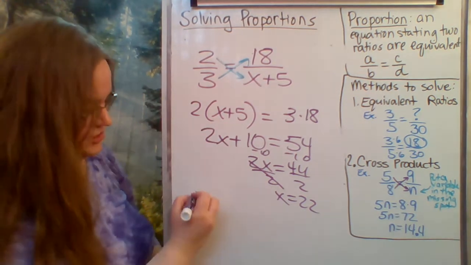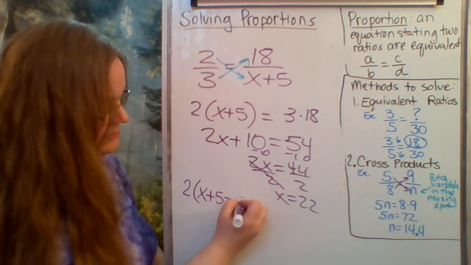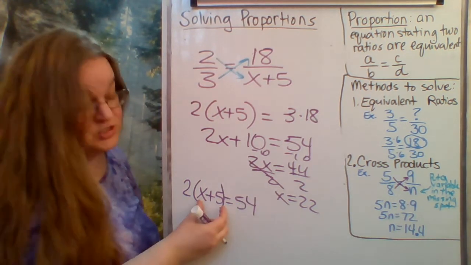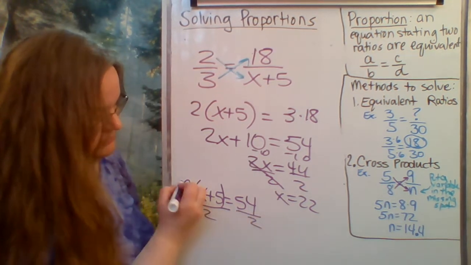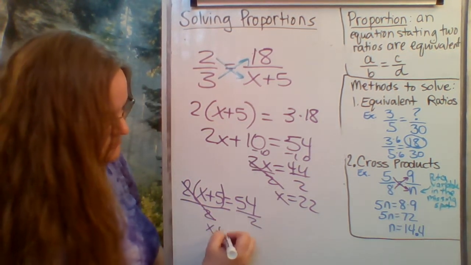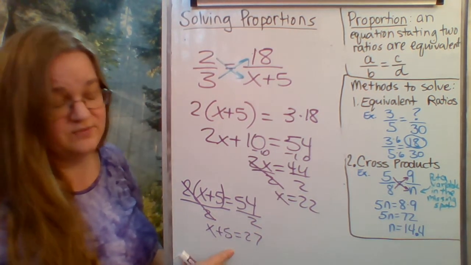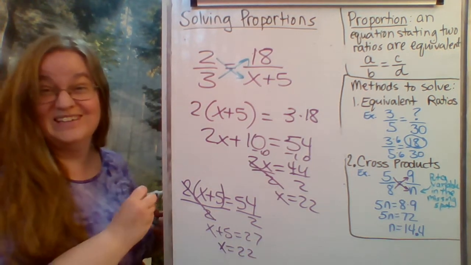If at this juncture I decided not to distribute, remember, this is 2 times this quantity, so I can divide this out by 2. So x plus 5 equals 27, and when I subtract 5 from both sides, I still end up with x equals 22. So you can solve it either way.